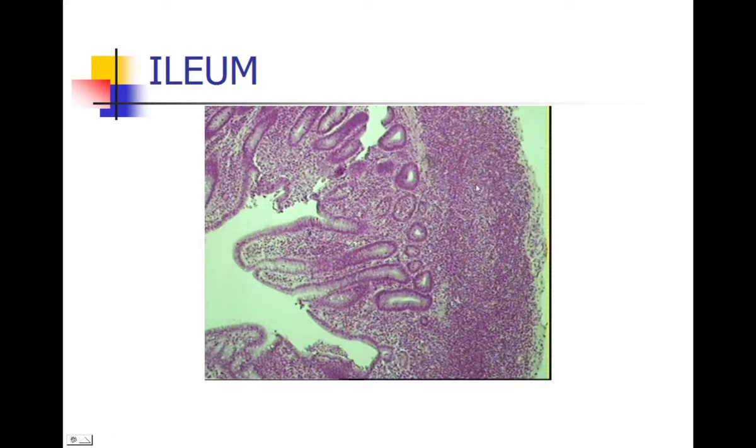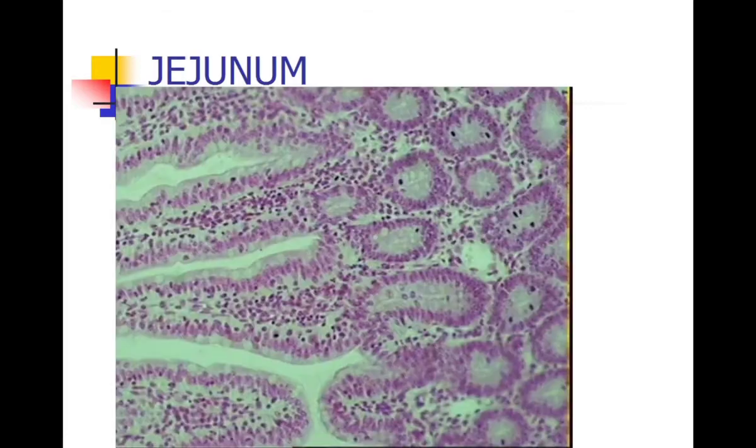lymphocytes, this heap of lymphocytes in the submucosa, which are also entering into the lamina propria, penetrating the muscularis mucosae, this is called the Peyer's patch. And these are the two identification points when we identify the slide of the ileum.